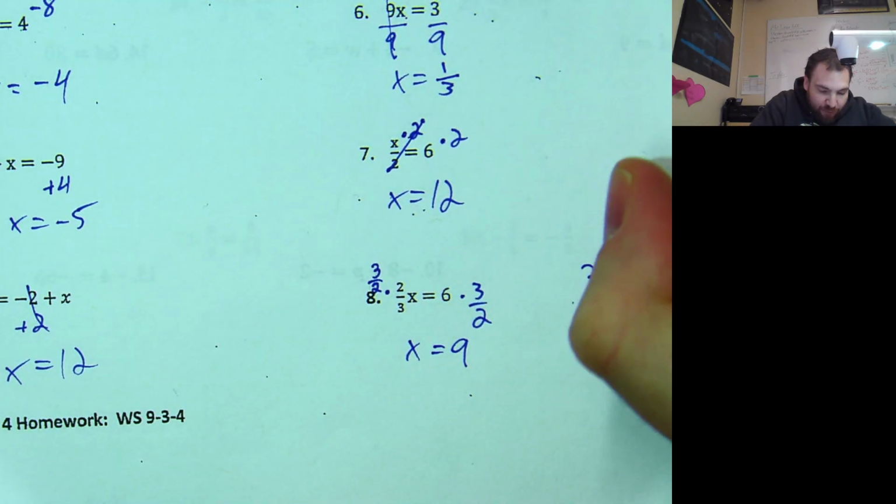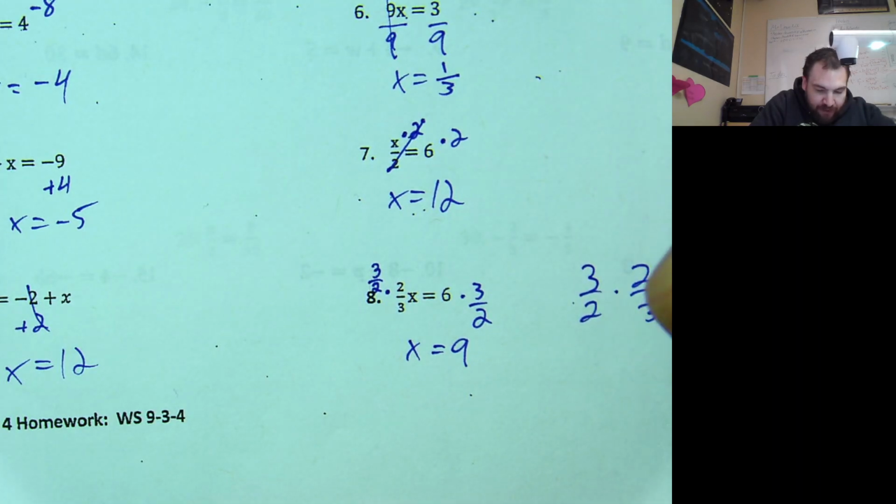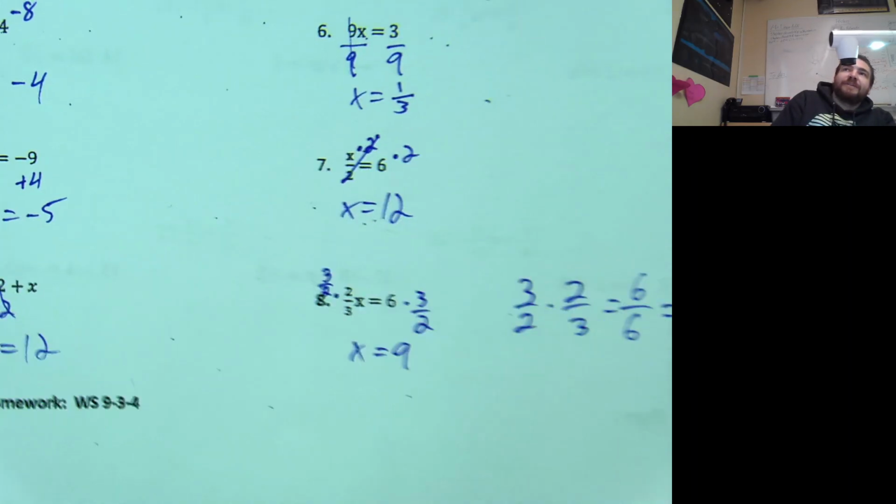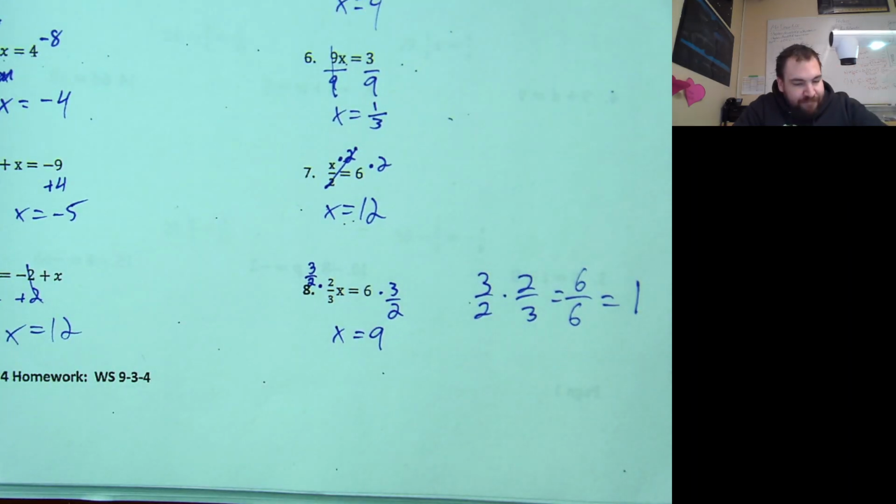Because if I have 3 over 2 times 2 over 3, 3 times 2 is 6, 2 times 3 is 6, and 6 over 6 is 1. That'll always work that way. Multiplying a fraction by its reciprocal will always give you 1. Oh, whoops, I cut it off the page. Cool?